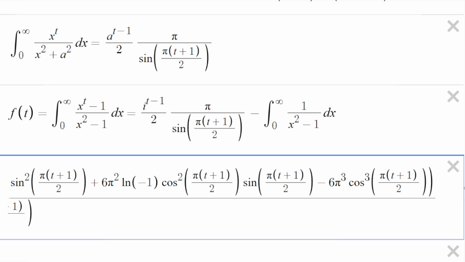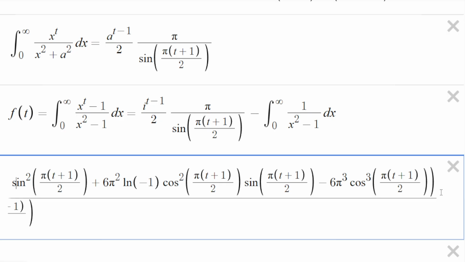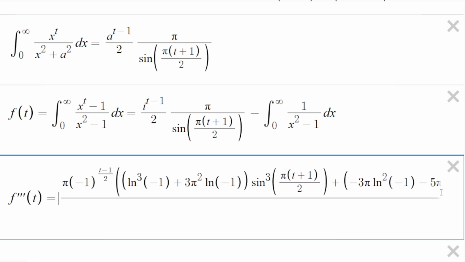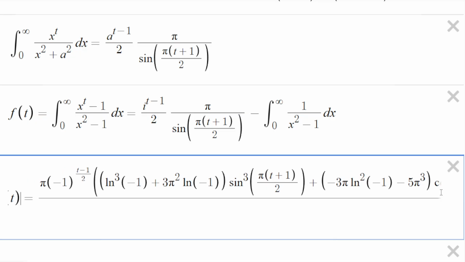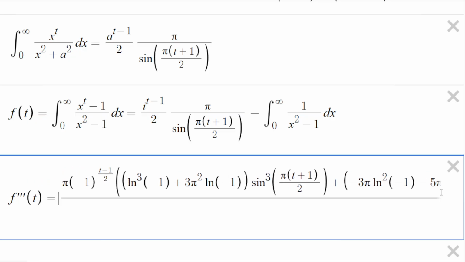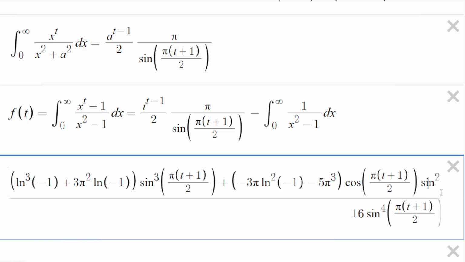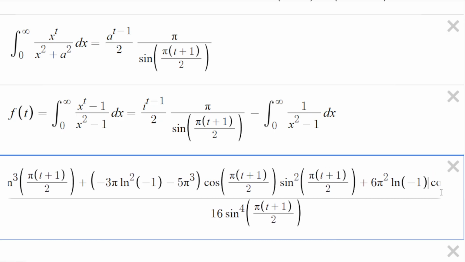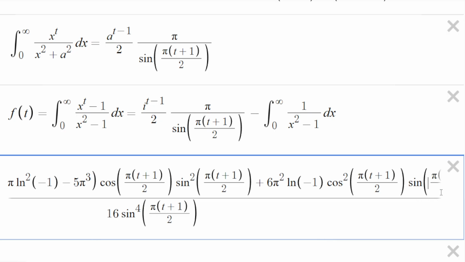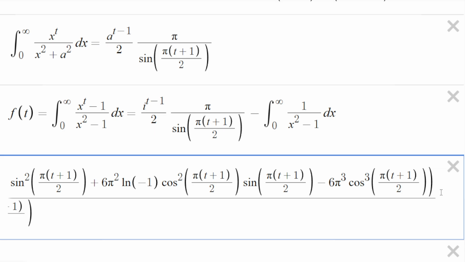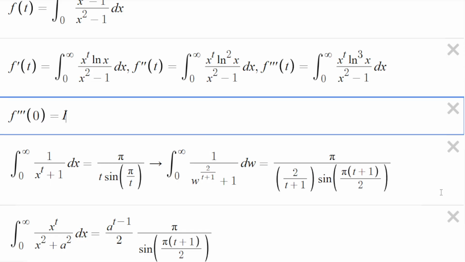All right, I'm back, and this is our expression. Now, it is extremely long, but you could do it if you had to. Look at how long that expression is. This is our f triple prime of t. I'll go through it a little bit slower. But some nice things are going to happen. That's it. That's f triple prime of t. But we're almost done.